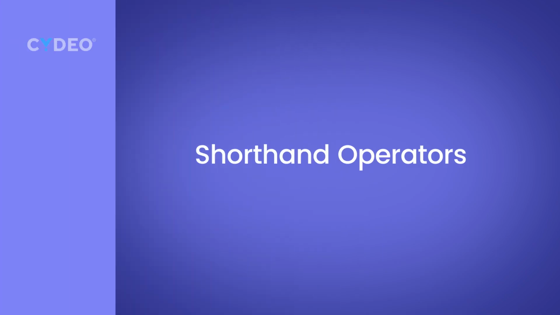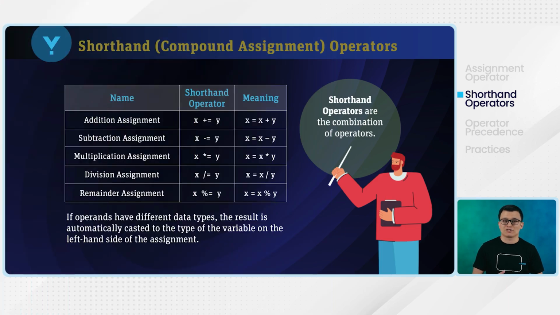And next we have the shorthand assignment operators. They are also known as the compound assignment operators. We have 5 shorthand assignment operators. We have the addition assignment, subtraction assignment, multiplication assignment, division assignment, and remainder assignment.